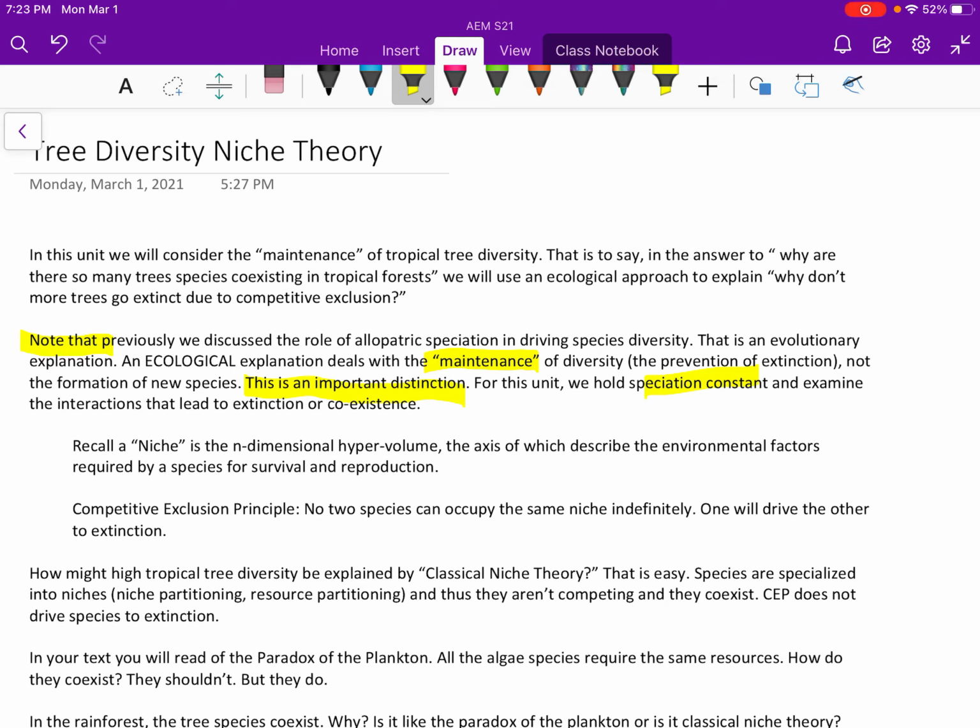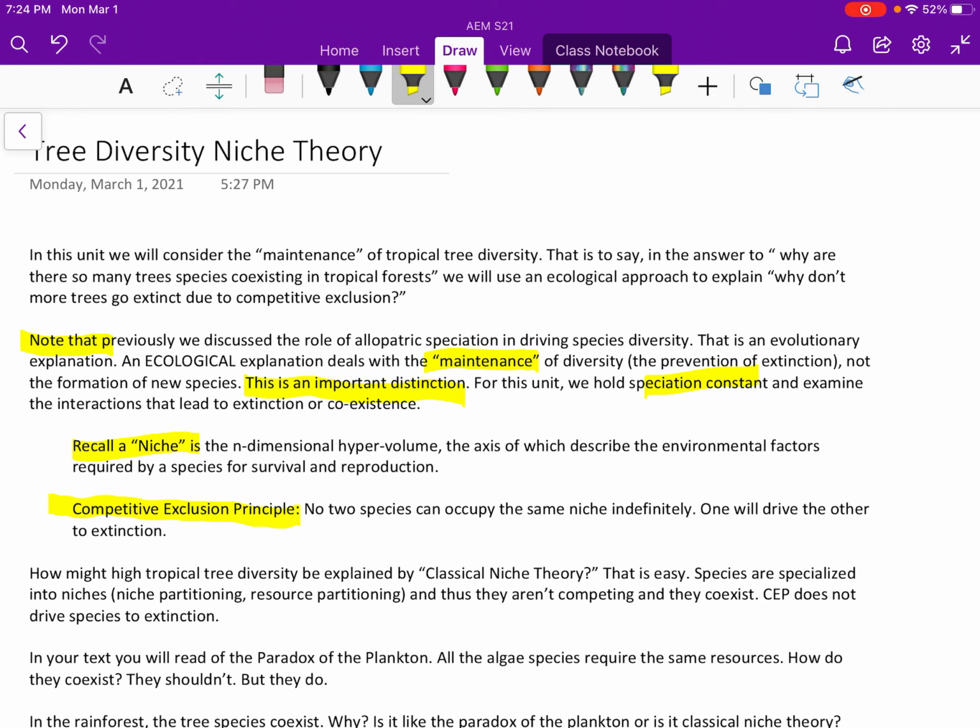Recall that a niche is the n-dimensional hypervolume, the axes of which describe the environmental factors required by a species for survival and reproduction. So one axis might be soil granularity, one might be nitrogen availability, one might be phosphorus availability, one might be water, one might be sunlight. Each of those would be a different axis. And then remember the competitive exclusion principle: no two species can occupy the same niche indefinitely. One will drive the other to extinction. Certainly remember this from 208. But this effectively is the foundation of what we call classical niche theory.